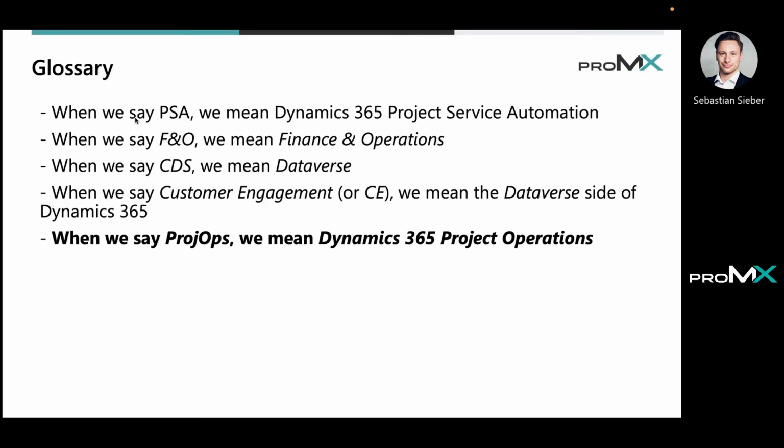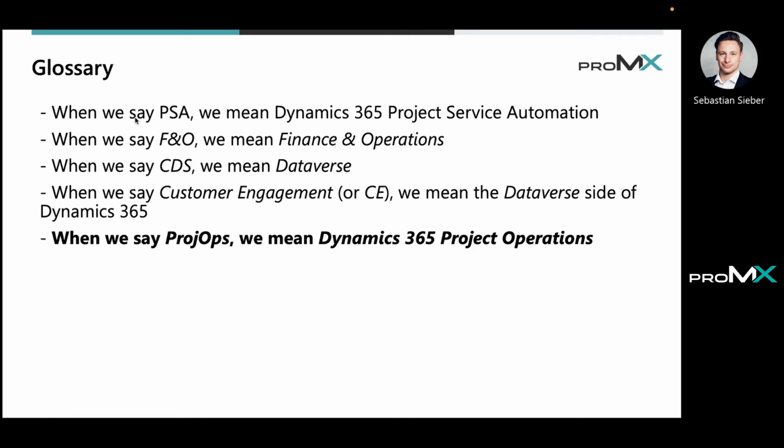First of all, we will check on some words and terms I will use during this presentation. When I talk about PSA, I mean the Dynamics 365 Project Service Automation product from Microsoft. When I talk about F&O, it's Finance and Operations, the ERP system from Microsoft, formerly known as AX. When I talk about CDS, it's basically Dataverse. And when I say customer engagement or CRM or CE, that's the Dataverse side of Dynamics 365.